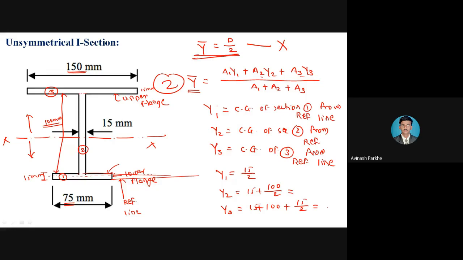So whenever we are calculating the CG for section number 2 and section number 3, their bottom distances also we have to consider. So like that, we have to calculate A1 Y1, A2 Y2, A3 Y3, and if we put all these values in the Y bar equation, you will get the Y bar distance from this particular reference line.